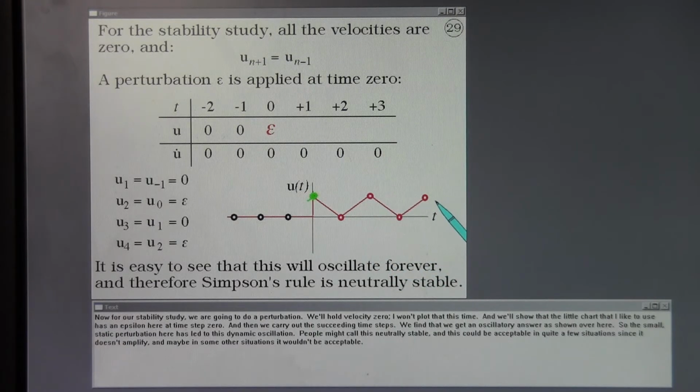People might call this neutrally stable, and this could be acceptable in quite a few situations since it doesn't amplify. And maybe in some other situations it wouldn't be acceptable.